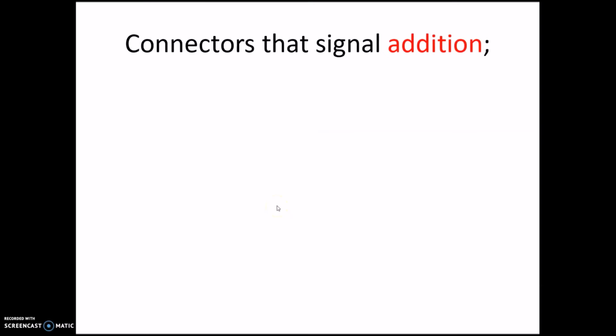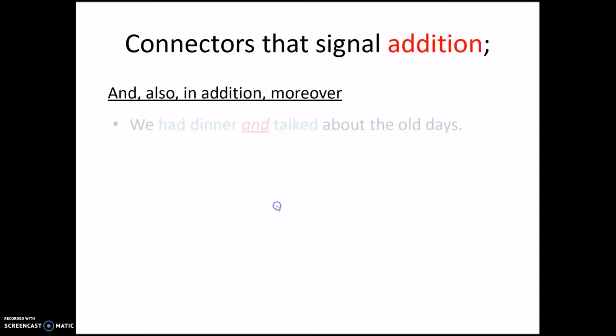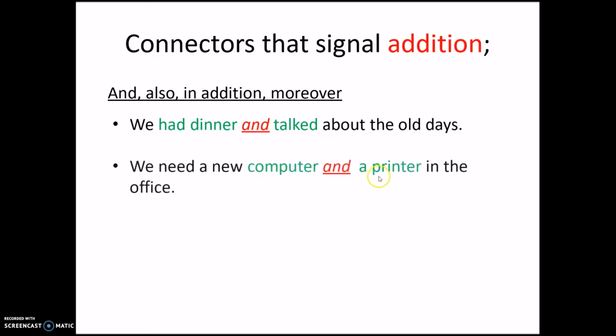Now let's look at the connectors that signal addition. They are and, also, in addition, moreover. So we can use and to join two verbs like this. We had dinner and talked about the old days. We can also use it to join two nouns or two adjectives. We need a new computer and a printer in the office. Here we have two nouns and we join them using and.